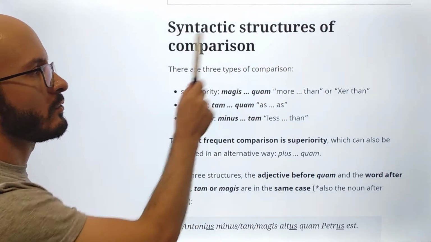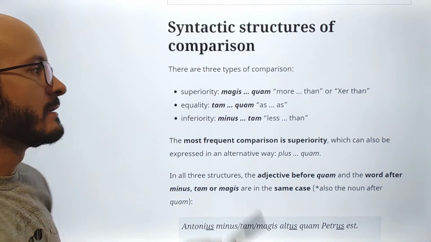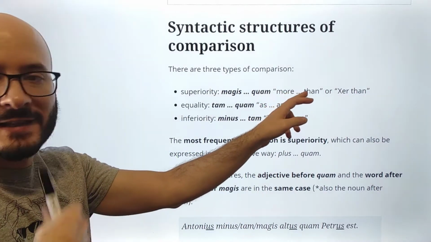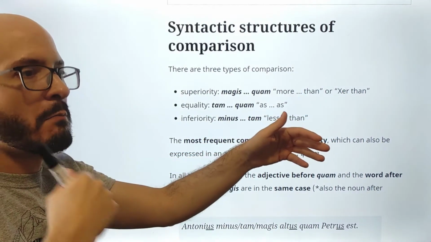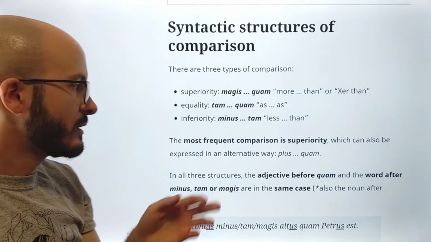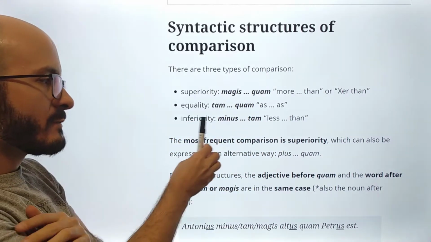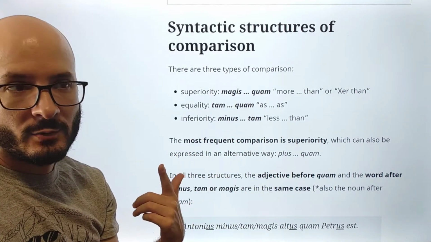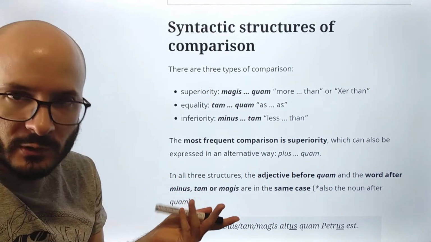Syntactic structures of the comparison in Latin. There are three types of comparison, just like in English. Superiority, more than, for example, more fantastic than or bigger than. Okay, so that's superiority because it's more than whatever. Equality, which is as big as whatever, and inferiority, which is less big than. Of course, you know that usually we don't really use this because we don't say less big. We would just say smaller, okay? But you could say that.